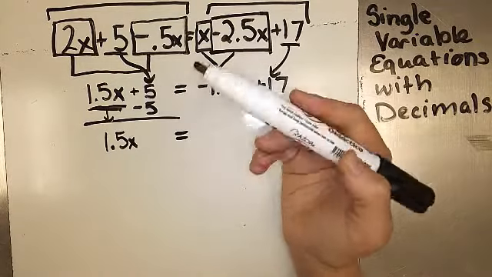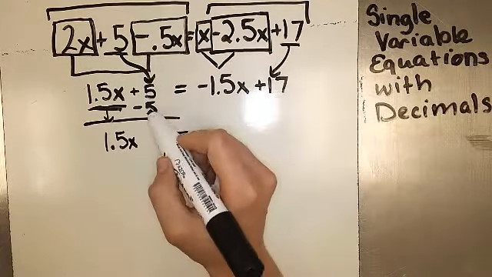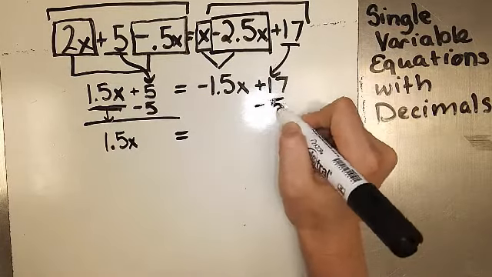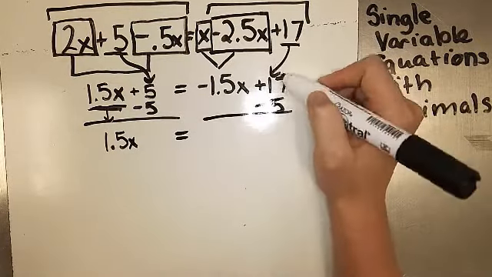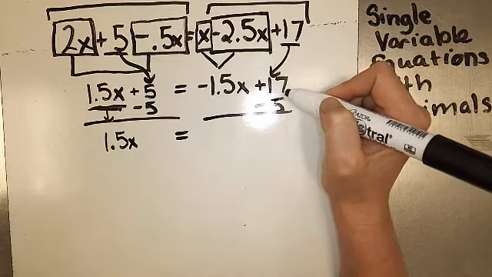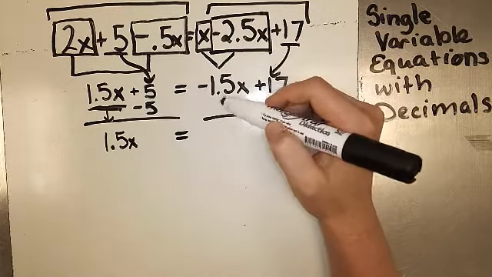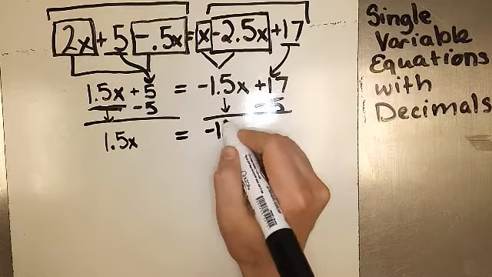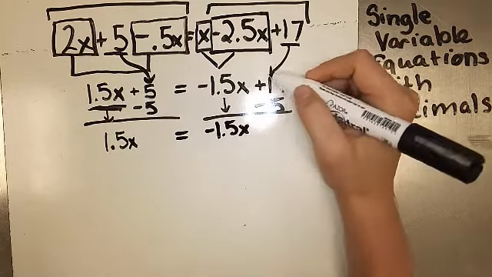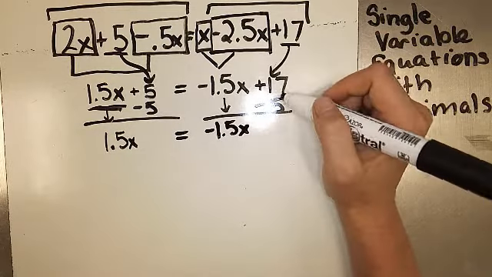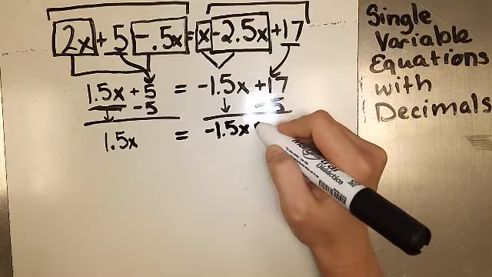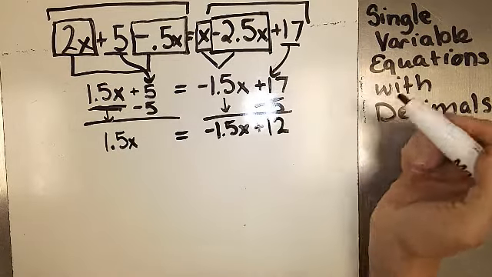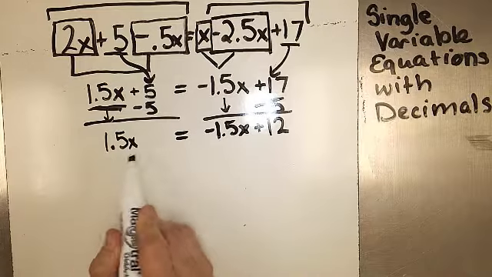Now, because I want to maintain equality, because it's called the subtraction property of equality, I have to do the same operation on the other side. So I have to subtract 5 on this side as well. I put it under the constant term because it is a constant. It does not contain a variable. So I don't have a variable operation, so I'm going to bring my negative 1.5x down. When I subtract 5 from 17, I end up with positive 12, so I'm going to put my positive 12.